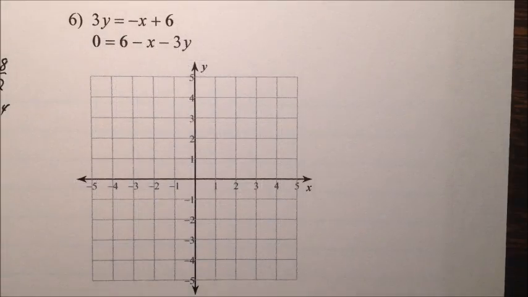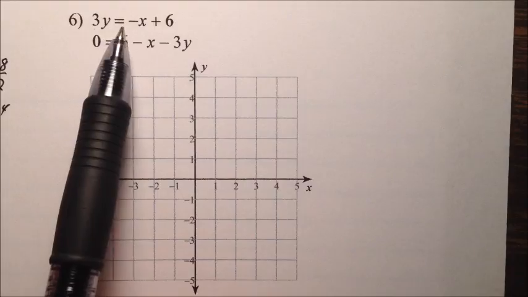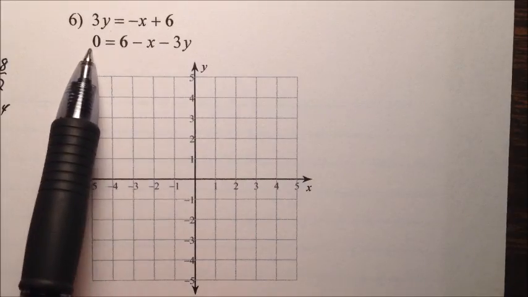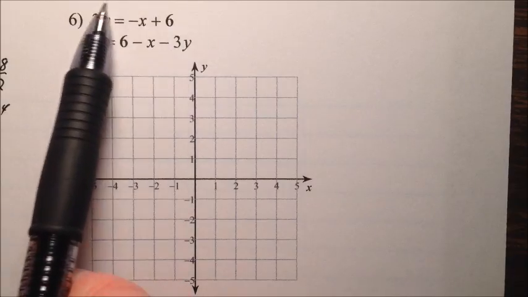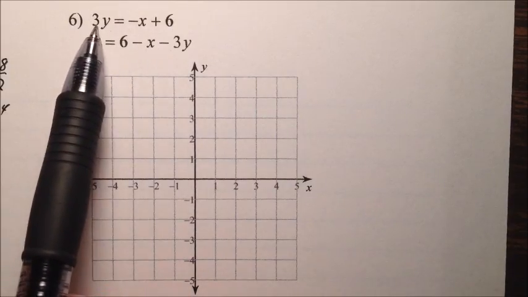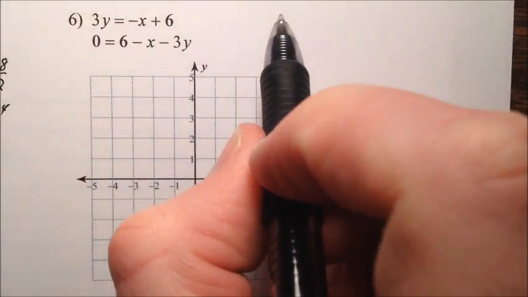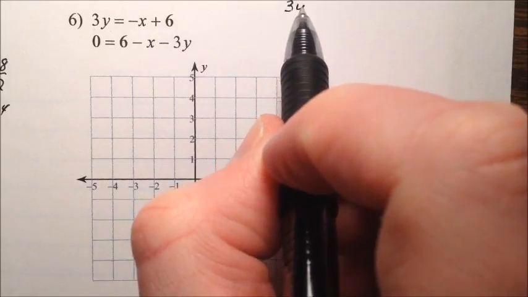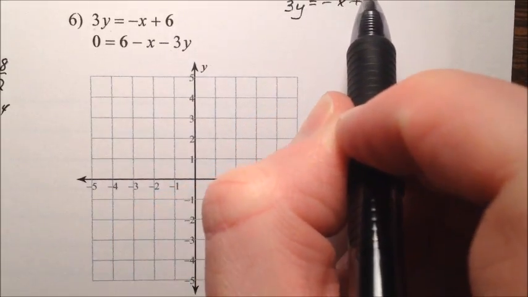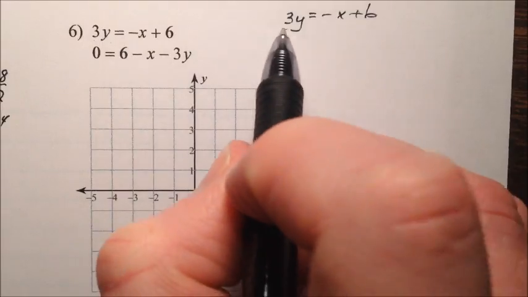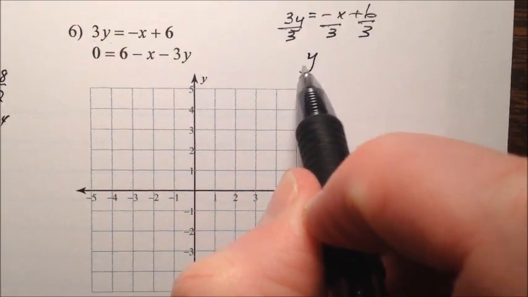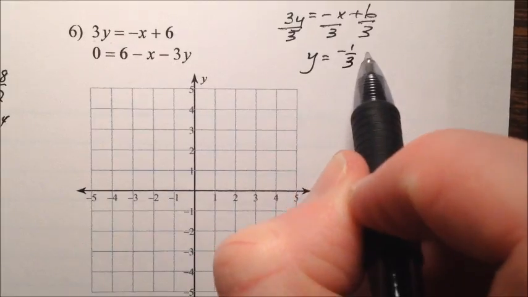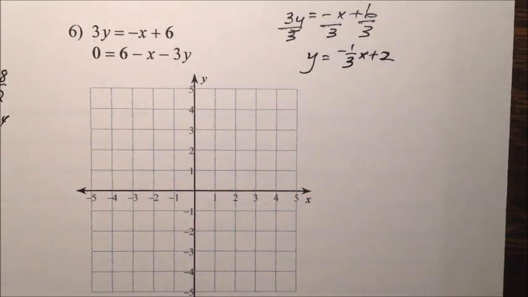In number 6, I have a couple more equations. I have this 3y equals negative x plus 6, and then 0 equals 6 minus x minus 3y. Well, on this top one, it's almost where it needs to be. There's 3y, so let's just divide everything by 3. So 3y equals negative x plus 6, and I'm going to divide everything by 3. So this one ends up being y equals negative 1/3 x plus 2.